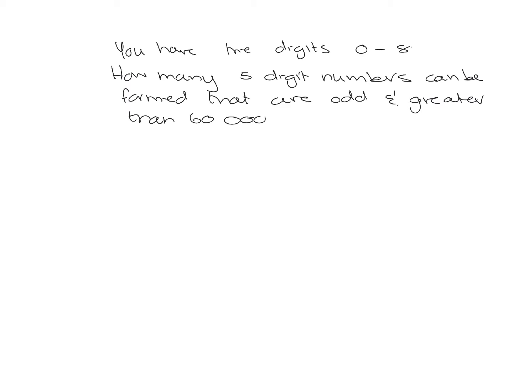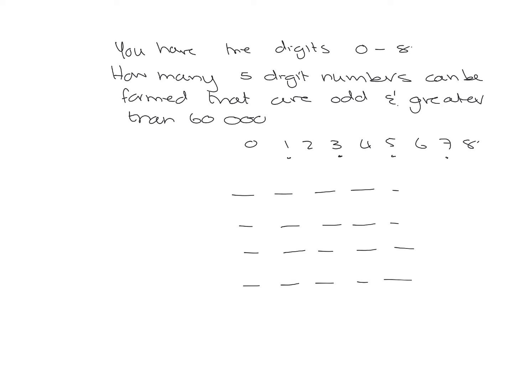Okay, so if we've got 0, 1, 2, 3, 4, 5, 6, 7, and 8. We want odd, so it can be 1, 3, 5, or 7. So there's 4 different options. Okay, so if I ended with a 1, there's one choice. It's gone. It has to be greater than 60, so it can be a 6, 7, or 8. So there's 3 choices here. Now there are 1, 2, 3, 4, 5, 6, 7, 8, 9 numbers. 2 numbers are gone. So I've got 7 numbers left, 6 numbers, and 5 numbers.